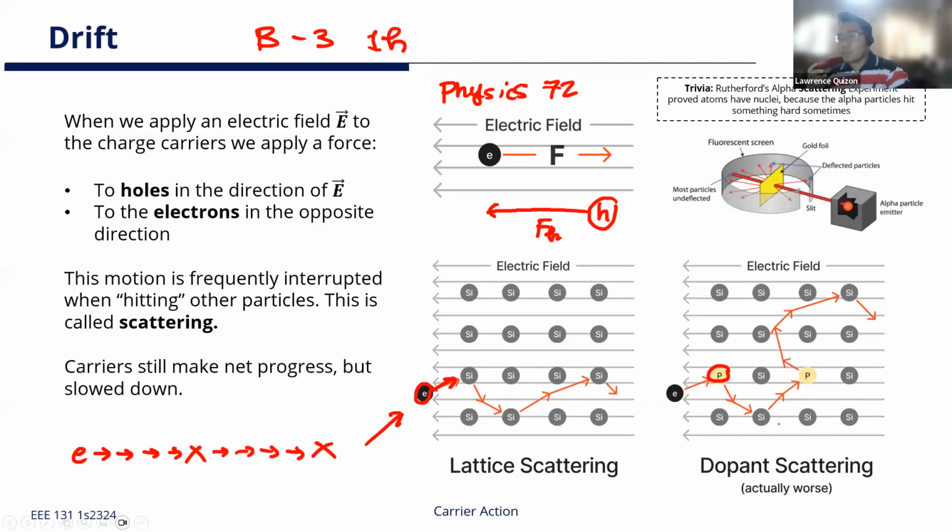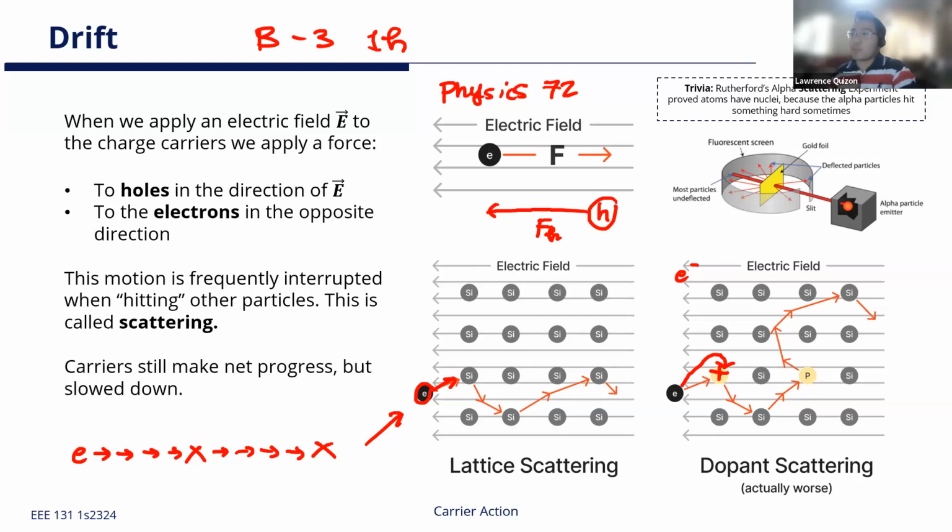This is a phosphorus atom that has lost one of its electrons, meaning there's a net positive charge, right? Why? Because it has 15 protons, but just 14 electrons now. So there's a net positive charge. What does a positive charge do to an electron? Even if the electron was going to narrowly miss this, it's going to bump into it because it's going to curve a little bit. That's why dopant scattering is actually worse than the typical silicon lattice scattering.